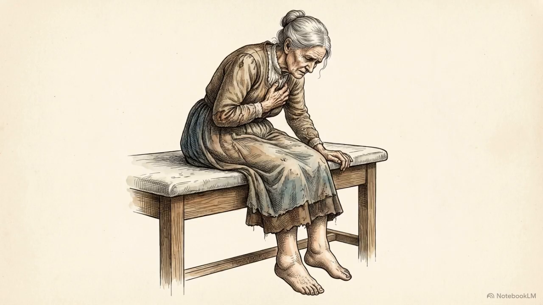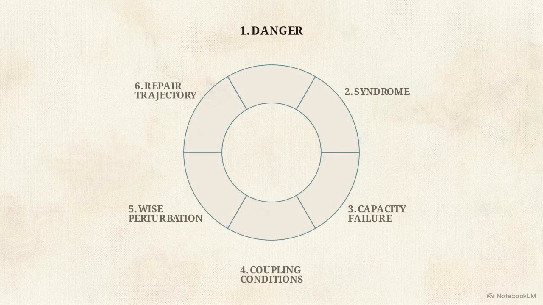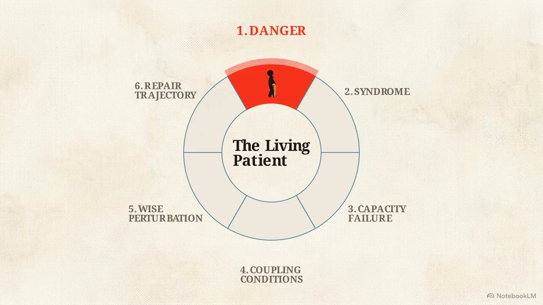To test this loop, consider a 79-year-old woman presenting with shortness of breath and swollen ankles. She has a history of diabetes and chronic kidney disease. We will derive the mechanics of clinical reasoning by pushing this specific patient through each node of the loop.